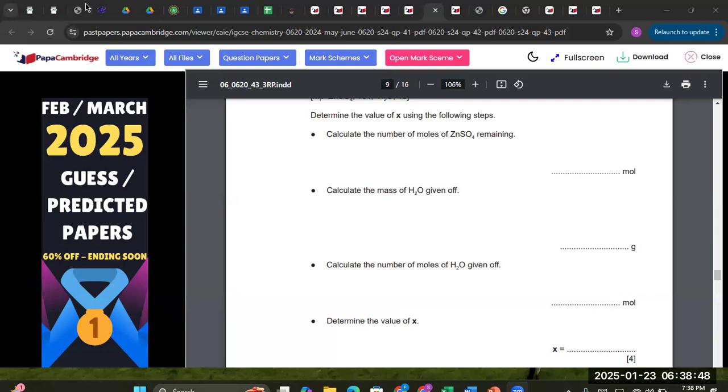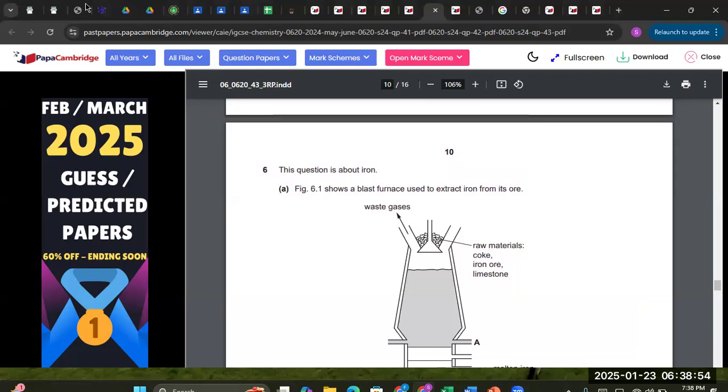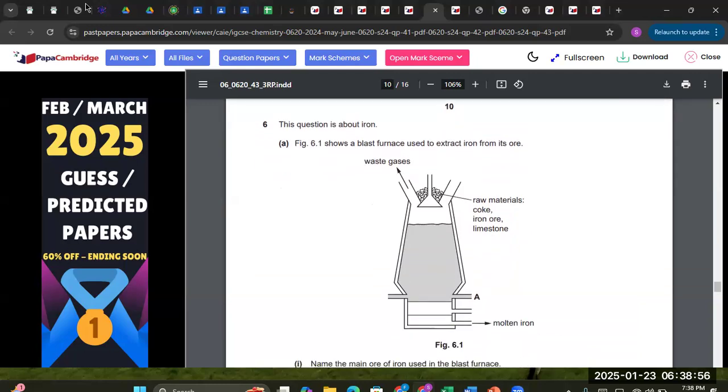So it would be 7, the mole ratio. Yes. So there you go. For one zinc sulfate crystal, there will be 7 molecules of water attached. Let's take a look at another question.